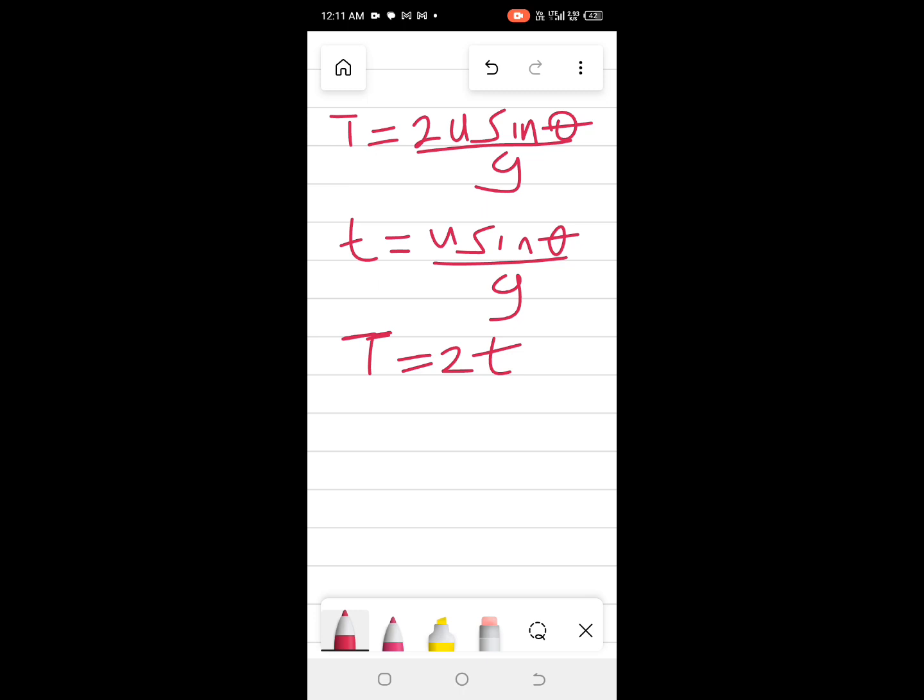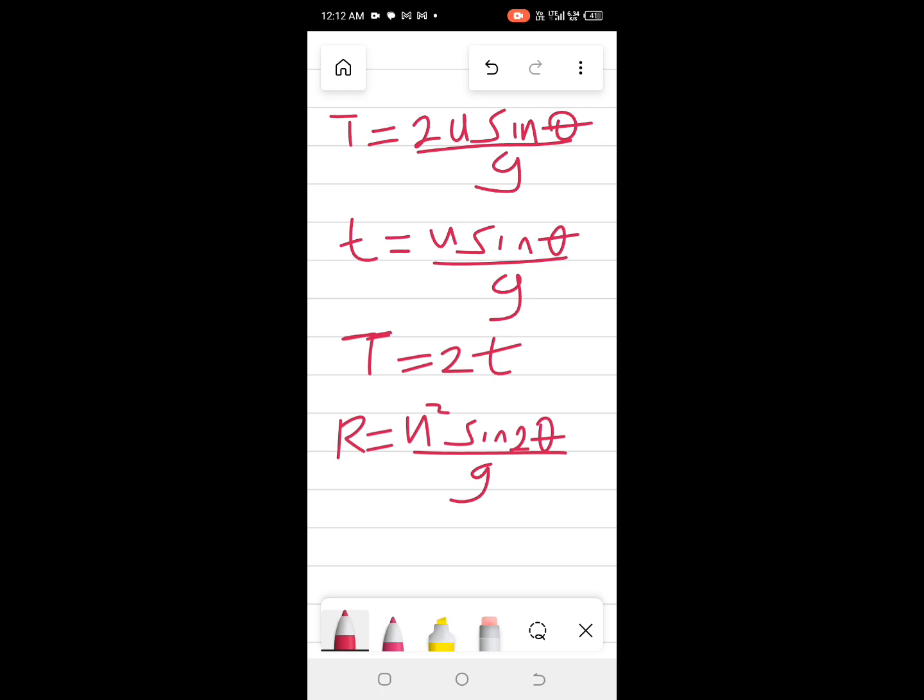The next one I'll talk about is range. Range is simply the horizontal distance from the point of launching that object to where it lands. I repeat, the horizontal distance from the point from which you launch the object to where it lands is what you call the range. The formula for range is R equals u squared sine 2 theta over g. That is the formula for range.